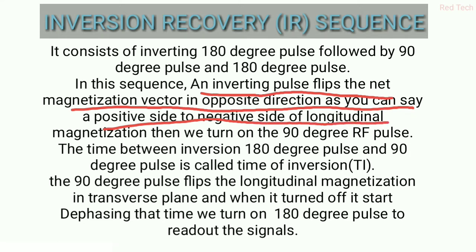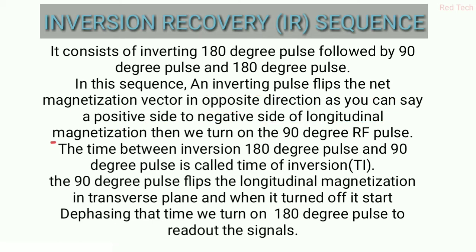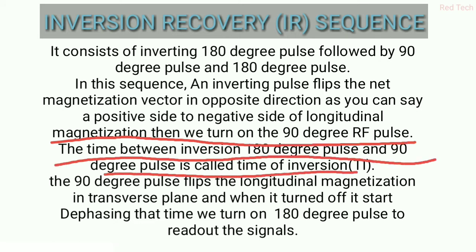So at first we apply the inverting 180-degree pulse. Basically this 180-degree pulse flips the net magnetization of all the hydrogen protons present in the human body, or you can say in the area of interest. The inverting RF pulse flips the net magnetization vector in the opposite direction, from the positive side to the negative side of longitudinal magnetization. Then we turn on the 90-degree RF pulse.